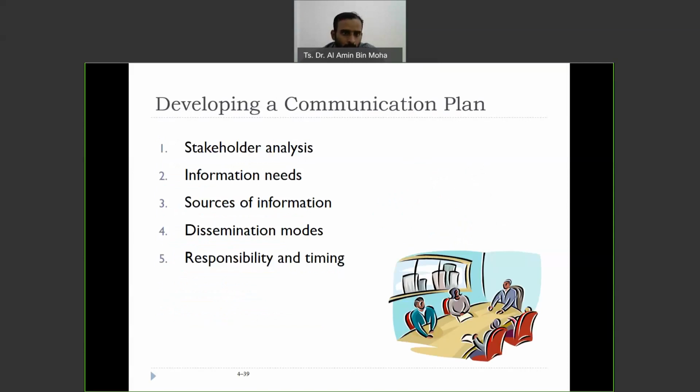Okay. So in developing a communication plan, you need to have these five pieces of information: stakeholder analysis, the information that you need, the sources of the information, how you're going to disseminate it, and how you're going to execute this. And the communication, is it by phone call, by letter, by email, by WhatsApp group, or just post it on social media? What responsibility also?